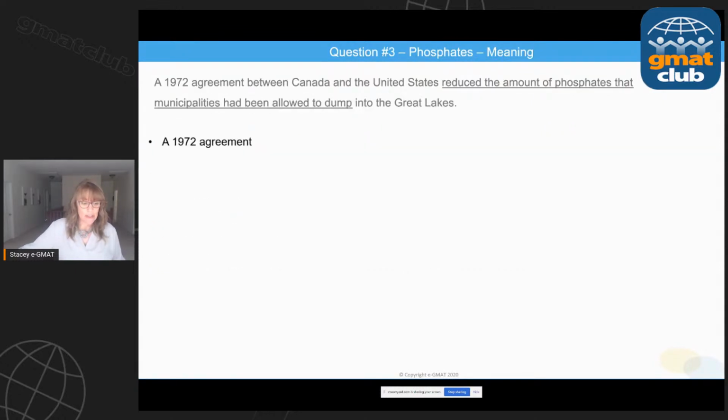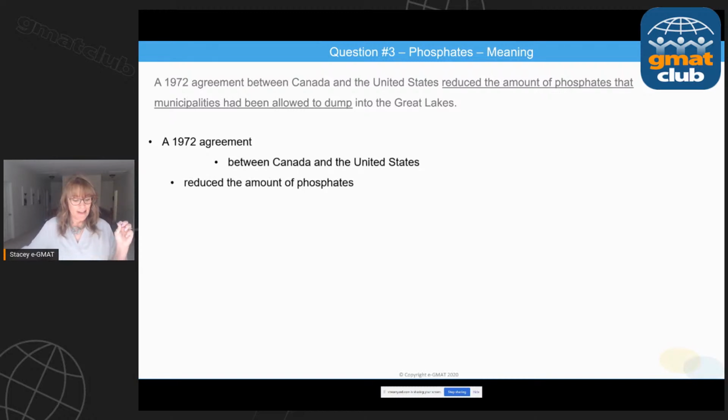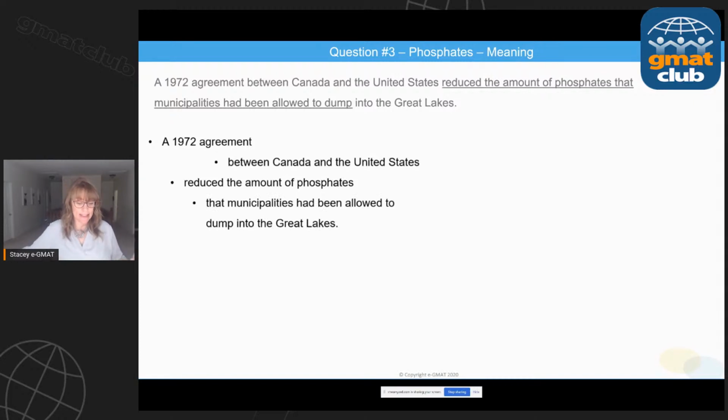That being said, let's take a look at this question on phosphates. In 1972 agreement, so I know right away this agreement was in 1972. This agreement is between Canada and the United States. Yes, "had been allowed" and "had eaten" are past perfect. Reduced the amount of phosphates. So now I know what this agreement between these two countries did. It reduced the amount of phosphates that municipalities had been allowed to dump into the Great Lakes.